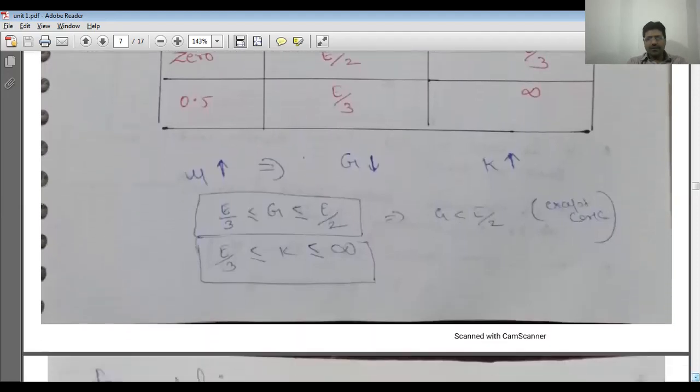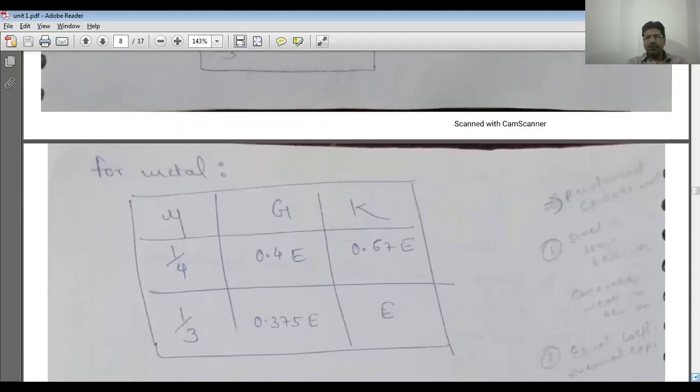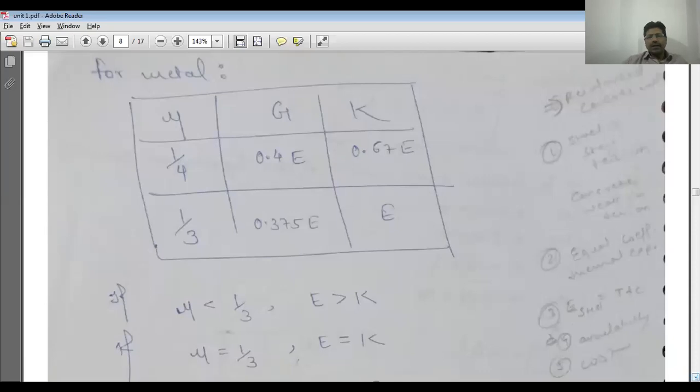So this is the basic structure of how the value of G will range in terms of E. The value of G will range from E by 3 to E by 2, that is 1 by 3 of the Young's modulus of elasticity to 1 by 2, or half, of the Young's modulus of elasticity. So for metals, mu, G and K are given as 1 by 4, 1 by 3, G 0.4 E, G 0.375 E, and K 0.67 E. Mu, G, and K in case of metal.